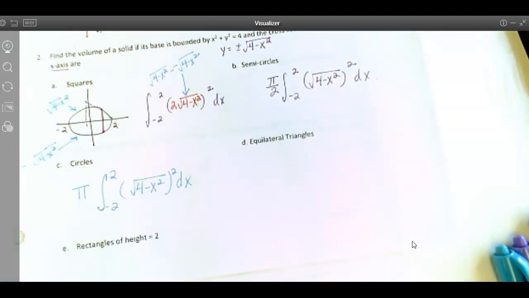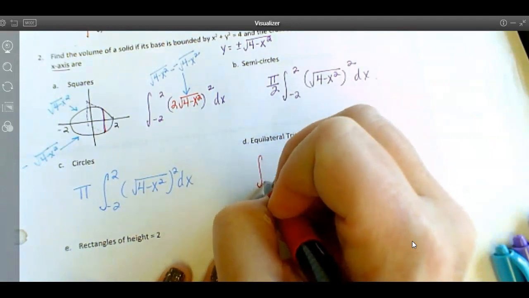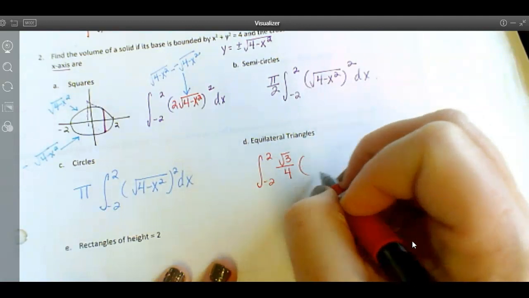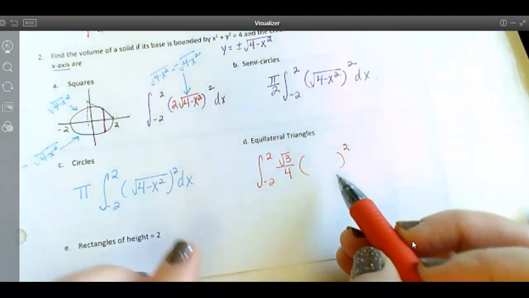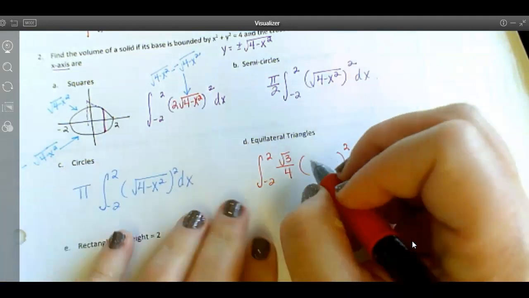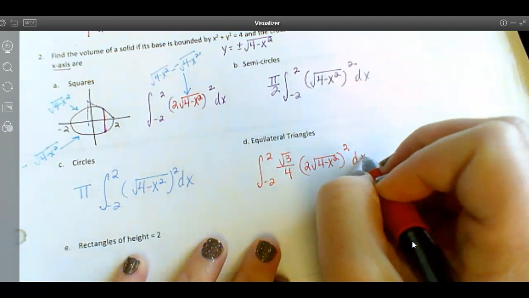Equilateral triangles. All right, I already know from my formula above that that's going to be the square root of 3 over 4 times the base squared. The base is the same as the base for the square, so that's just 2 times the square root of 4 minus x squared.